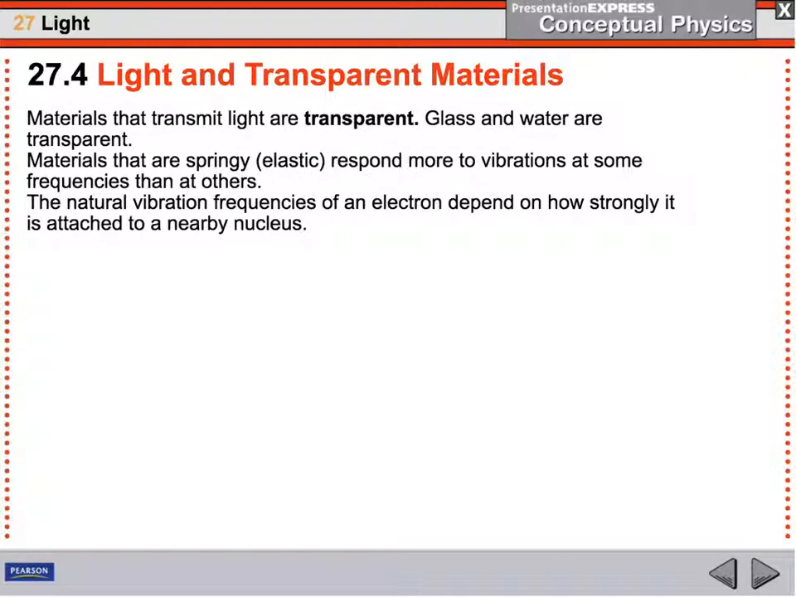Materials that transmit light are called transparent. Glass and water are transparent. Materials that are springy or elastic respond more to vibrations at some frequencies than others. The natural vibration frequencies of an electron depend on how strongly it is attached to the nearby nucleus.